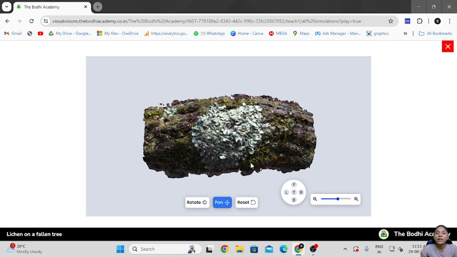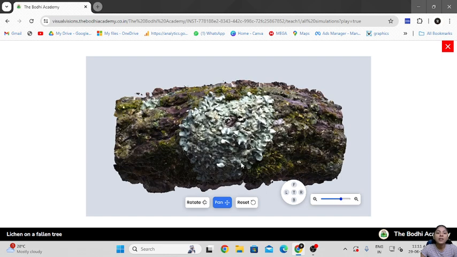Now when we see these lichens in nature, no one can tell that these are two organisms. They are so close to each other that no one can think that these are two different organisms which are surviving together.